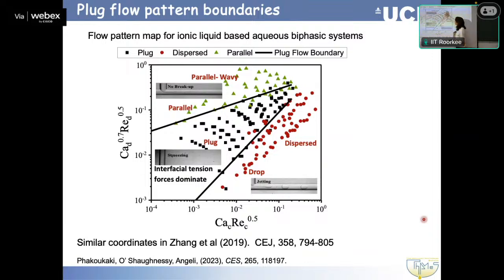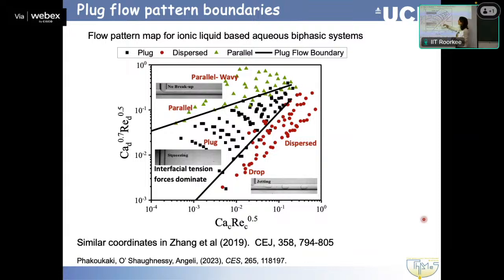What we used in this case, since we are working a lot with ionic liquids, is not a polymer, but ionic liquid instead of the polymer. And we managed to get again these two phases. You see here a nice plug flow. And we try to do this flow pattern map based on these coordinates, as I said.